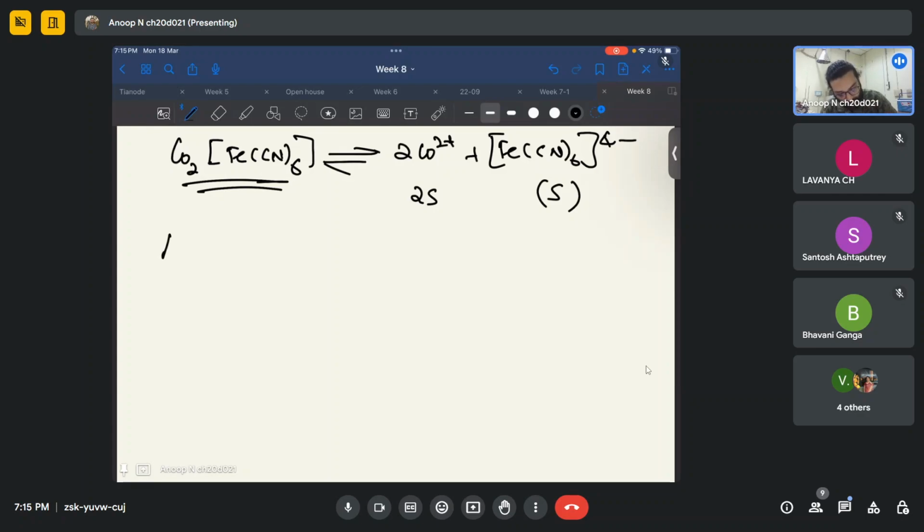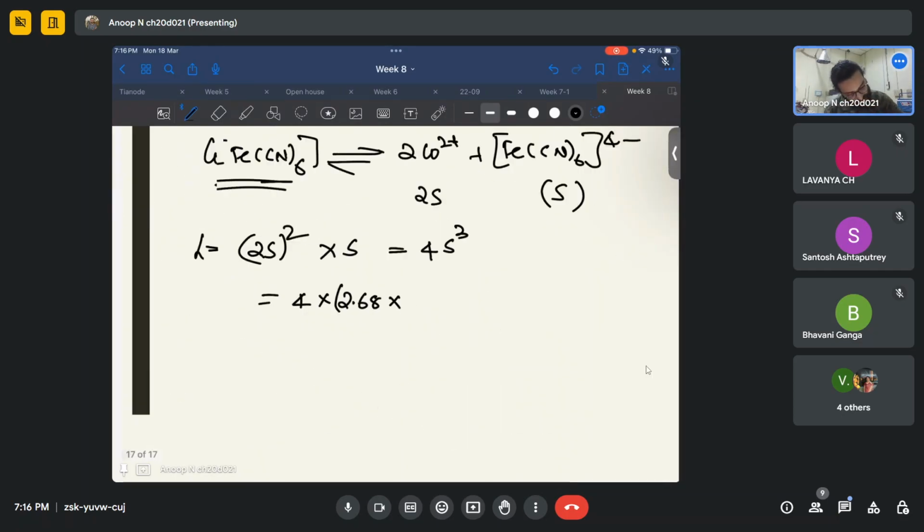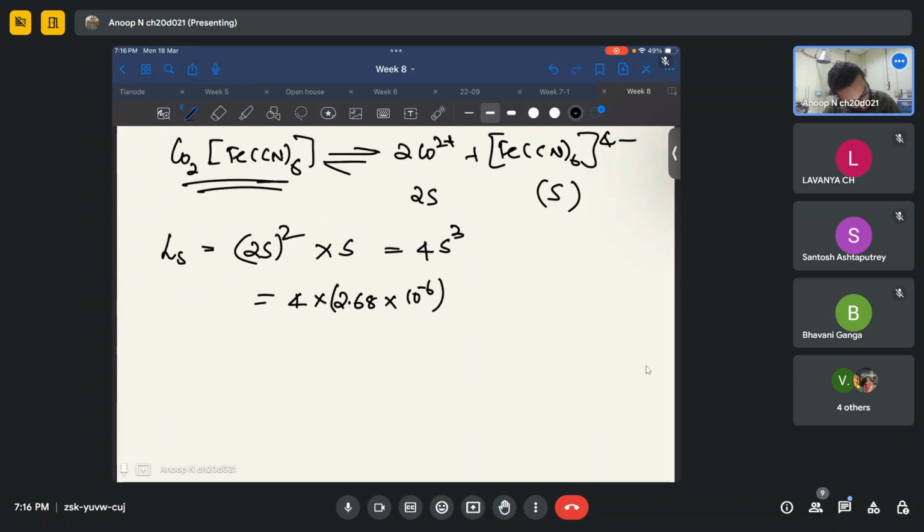So what will be the solubility product? Ksp is equal to (2S) square into S, which is nothing but 4S cube. So we can write 4 into the value 2.68 into 10 raised to minus 6, cubed. What will be the answer? Is it clear?